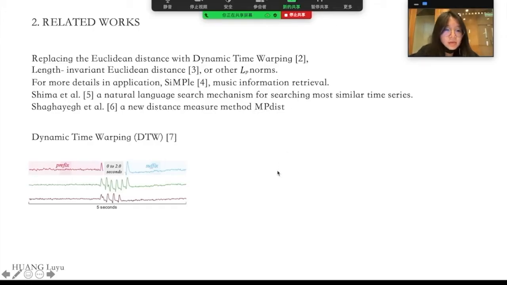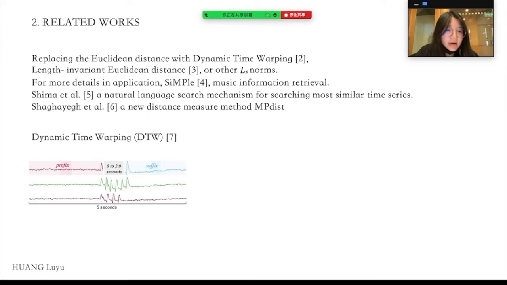Hello everyone, this is Huang Louis speaking. In recent years, there has been a surge of interest in time series topics. Some ideas have been proposed, such as replacing the Euclidean distance with dynamic time warping, length-invariant Euclidean distance, or other extensions. For more details in application, Simple was proposed to solve music information retrieval tasks using subsequence joins, and Shima proposed a natural language search mechanism for searching the most similar time series.